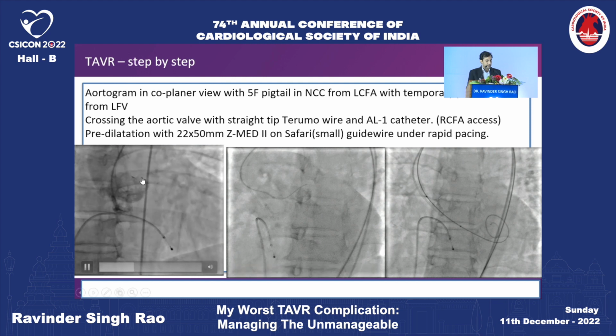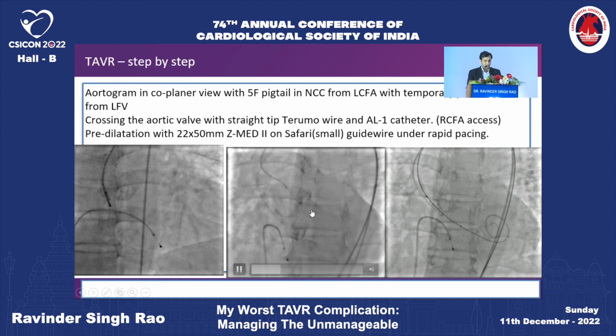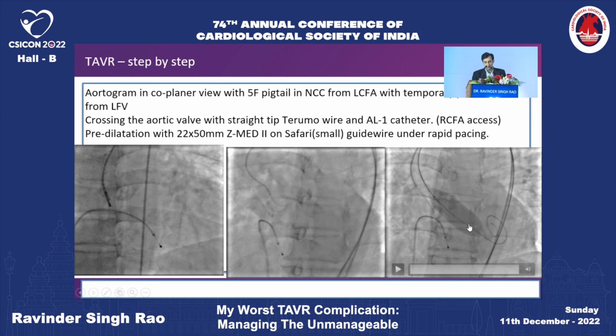Aortogram. This is standard. We would do a 3-cusp view for a balloon expandable valve with a 5 French pigtail in the non-coronary cusp from the left common femoral artery and a temporary pacemaker from the left femoral vein. Crossing the aortic valve with a straight tip wire and AL1 catheter from the right common femoral artery, which already had a pre-close with 1 ProGlide in place. And a pre-dilatation with a 22 mm Z-Med 2 balloon on Safari extra small wire under rapid pacing.